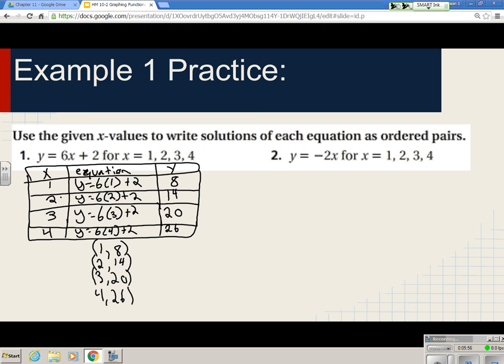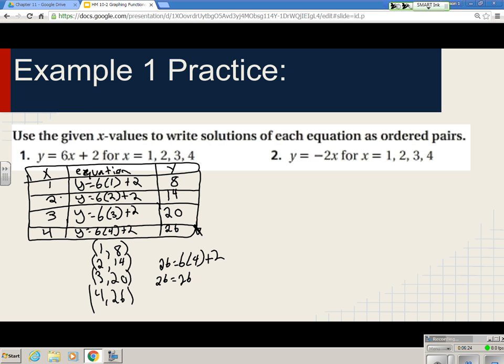And again, how do we check to see if this is correct? Let's just pick one. We'll pick this one. And then we put the numbers in for y and x. So we know y is 26 equals 6 times 4 plus 2. And 6 times 4 is 24, plus 2 is 26. So 26 does equal 26, so that is correct. All right, now go ahead and try number 2 on your own.